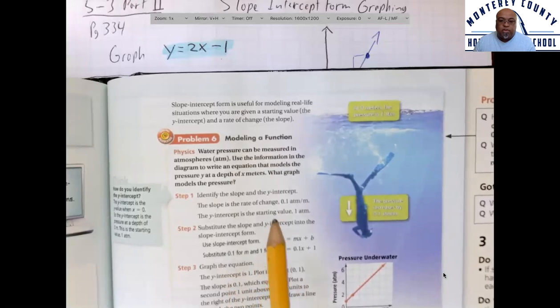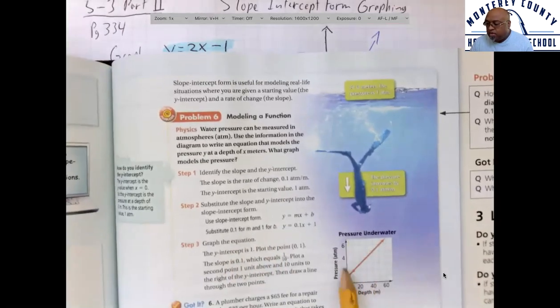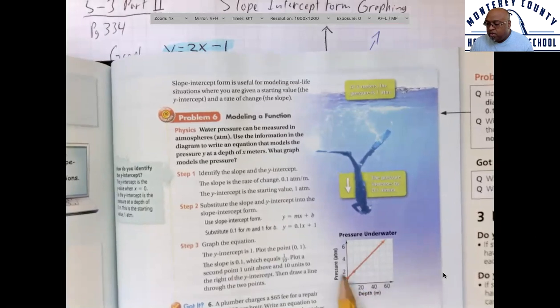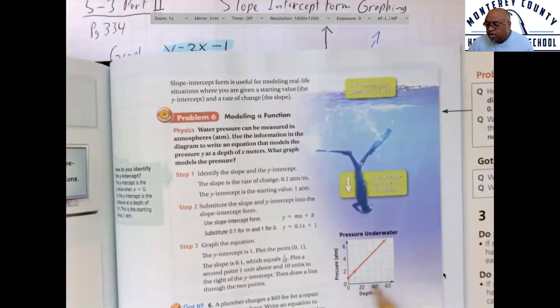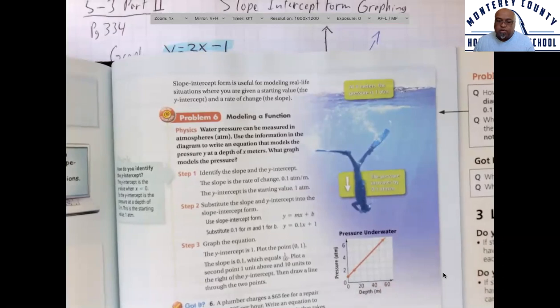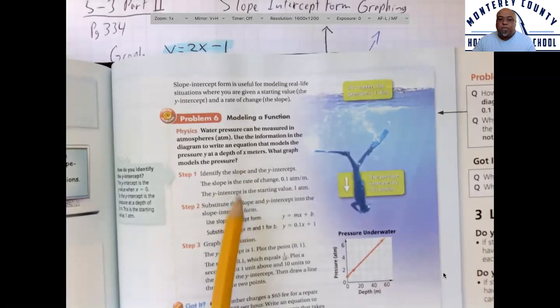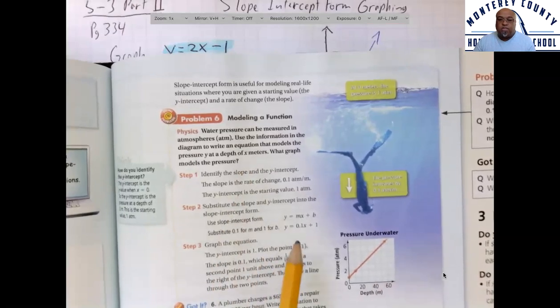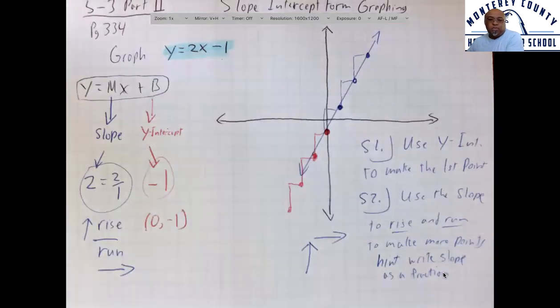The y-intercept, the starting value, is 1. If you look at the graph here, they only graphed the top right quadrant, but it starts at 1, so your y-intercept is 1, and then it would continue on in this direction. They only put 2 points on there, but it just shows that sometimes you can read a word problem, find the parts, and then stick it into slope-intercept form. I hope that helps. Enjoy the lesson.